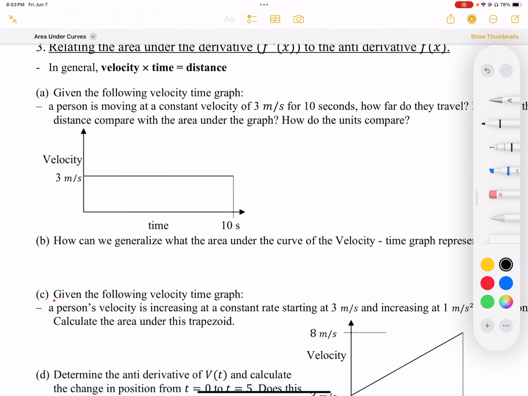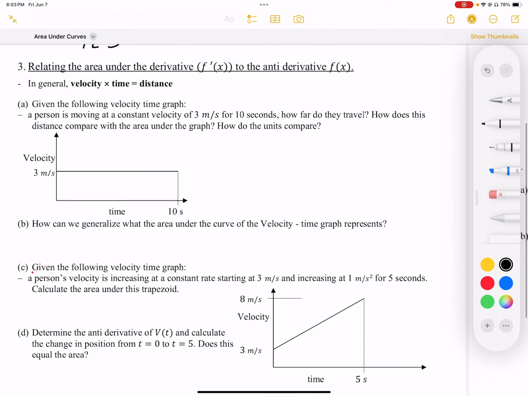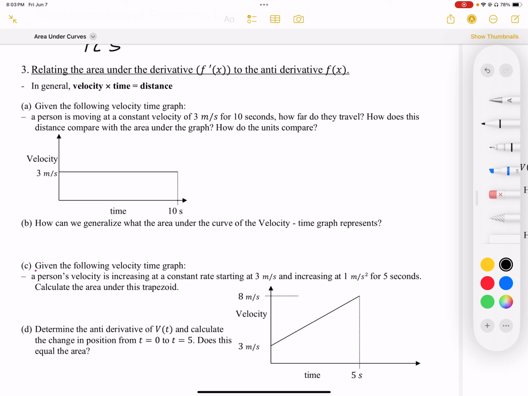So I've given a fairly simple, straightforward example here. We have a velocity time graph. We have a velocity that has a constant rate of 3 meters per second, and this happens for 10 seconds. And we know just intuitively that's going to be 3 meters per second times 10, or 30 meters of displacement.